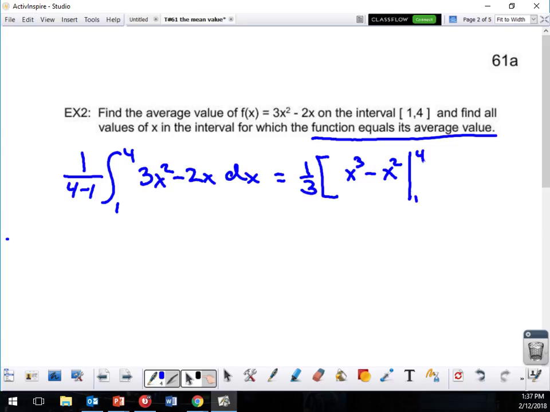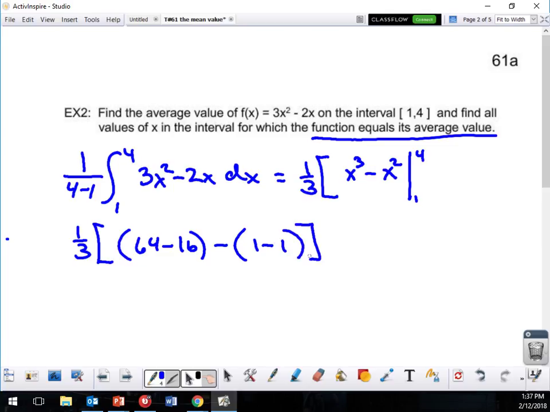And let's go ahead and carry it down and plug it in. So it's going to be 1 third, my first part is going to be 64 minus 16 minus my lower bound, which is going to be 1 minus 1. So we're going to come up with, bring over my 1 third times, okay, on the inside, my lower bound is just going to give me 0, right? Lower bound is going to be 0, but the upper bound is 48. And 48 times 1 third is going to give me 16.